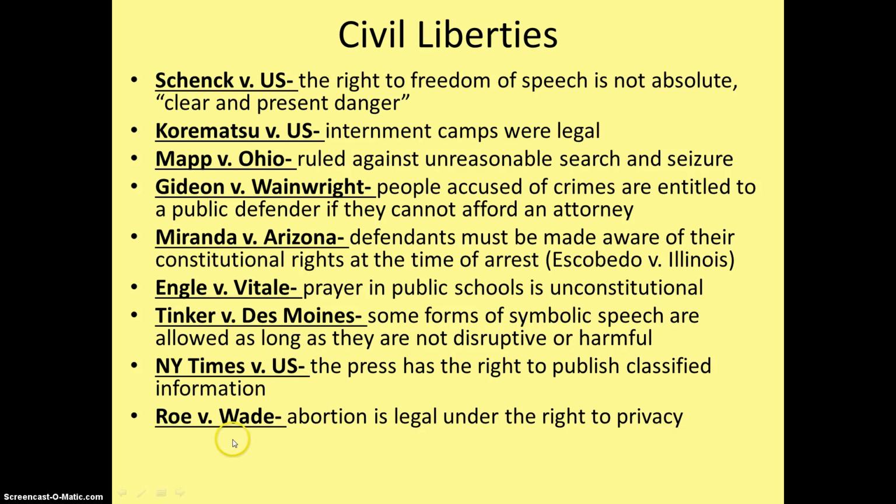And next you have Roe v. Wade. And this one also extremely controversial. But it says that abortion was made legal under the right to privacy. I would be a little bit careful using this case, but you could use it not only for civil liberties, but you could also talk about it in terms of civil rights for women.